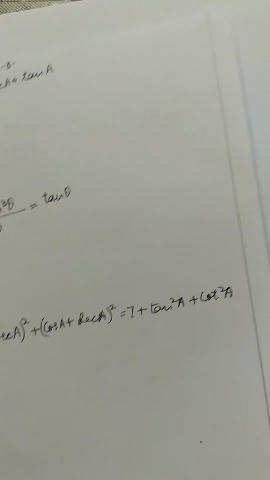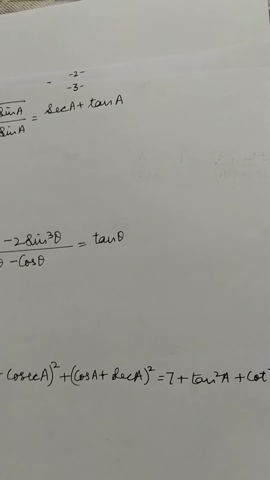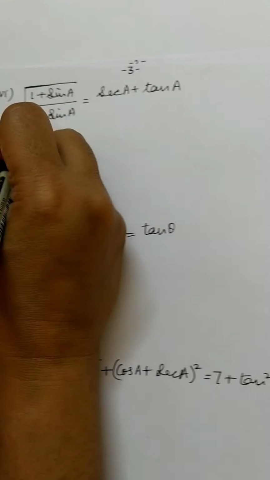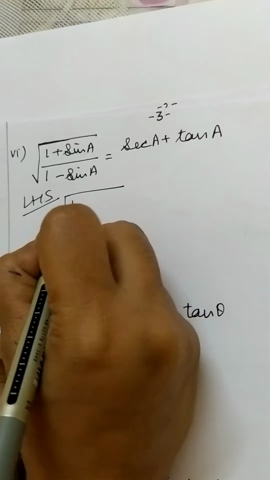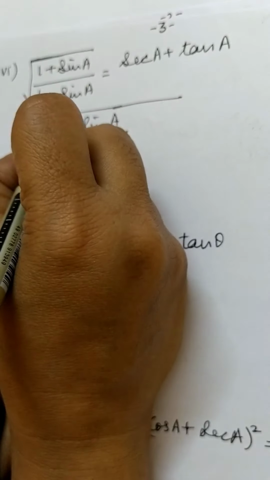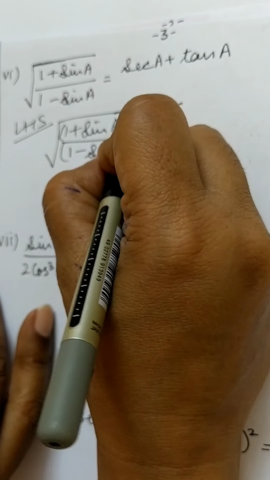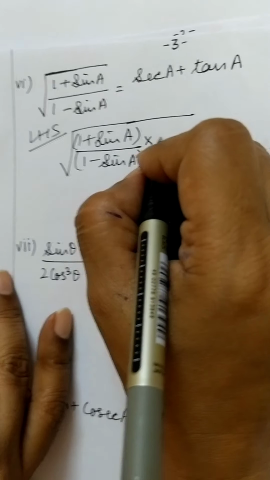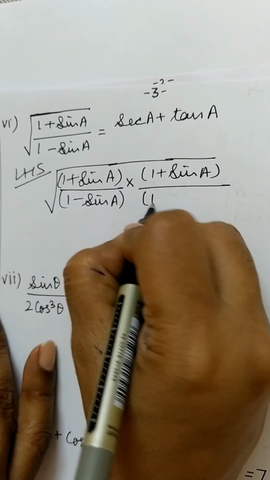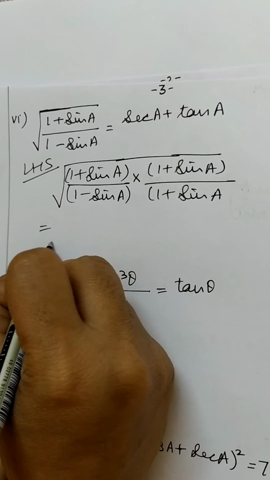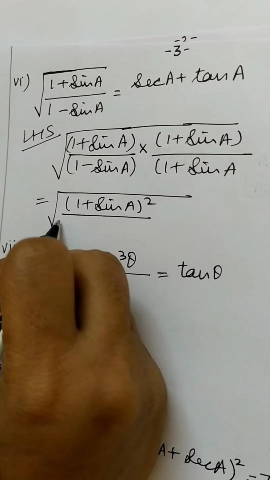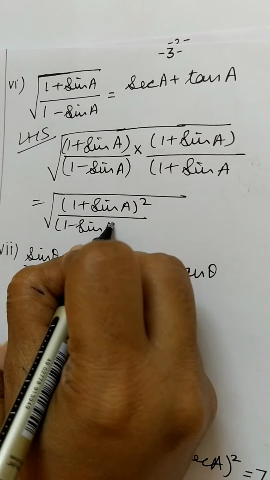Next we are doing the sixth identity. Left hand side, again we are starting with the square root of 1 plus sine A upon 1 minus sine A. Like we rationalize the denominator, here also we will change this sign and multiply numerator and denominator by 1 plus sine A. So in the numerator we will get the whole square of 1 plus sine A, and the denominator will be 1 minus sine A, 1 plus sine A.